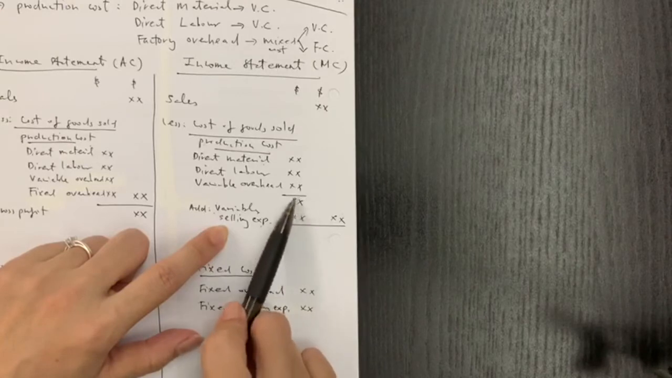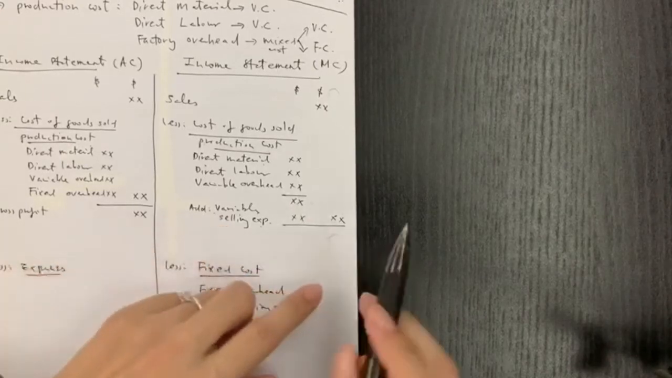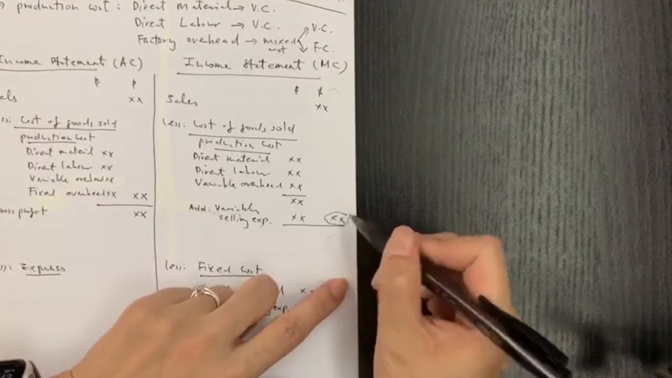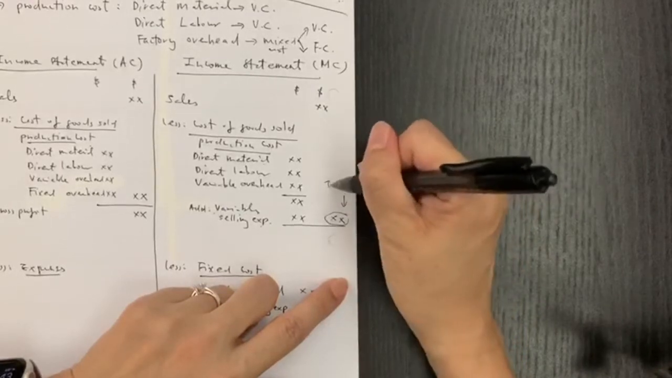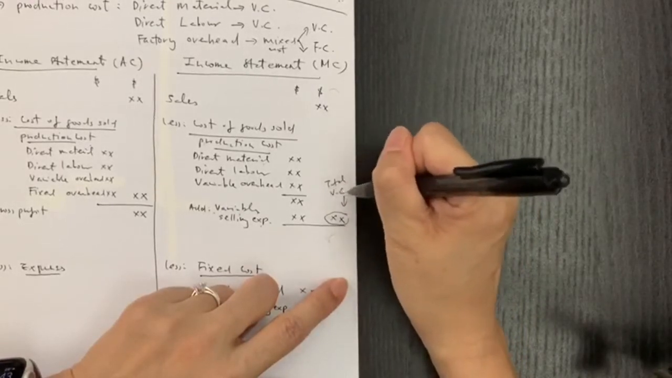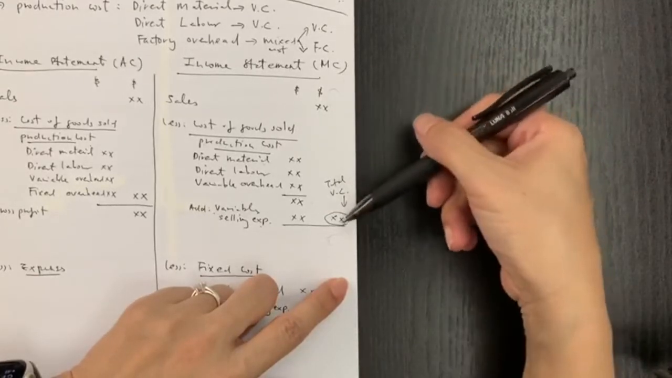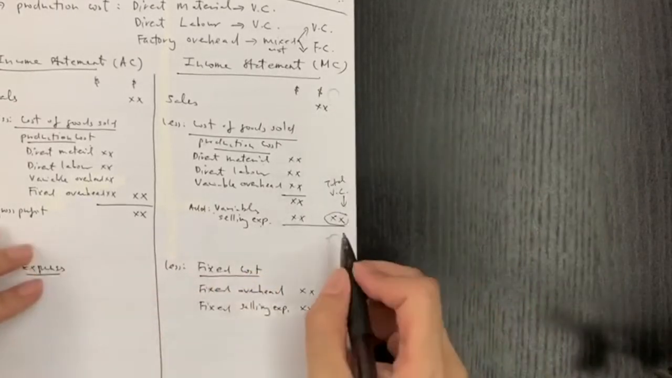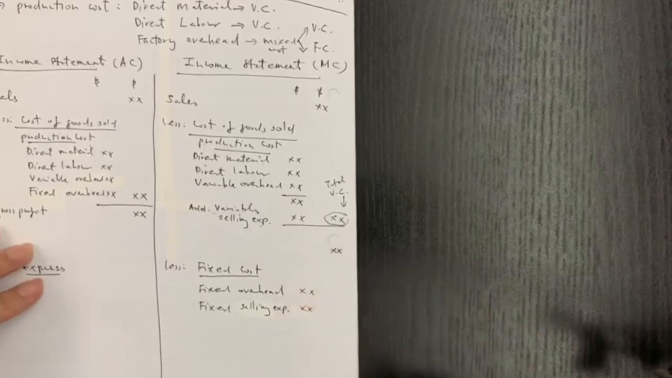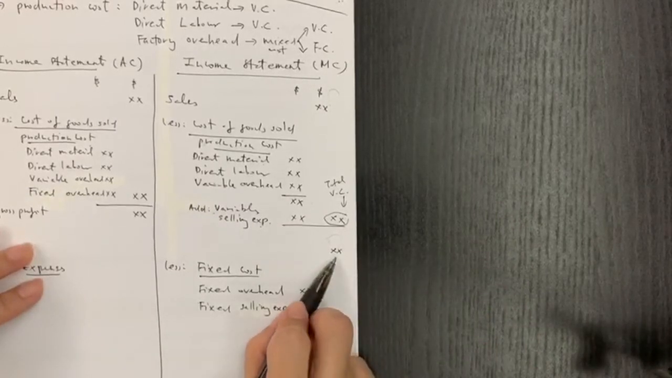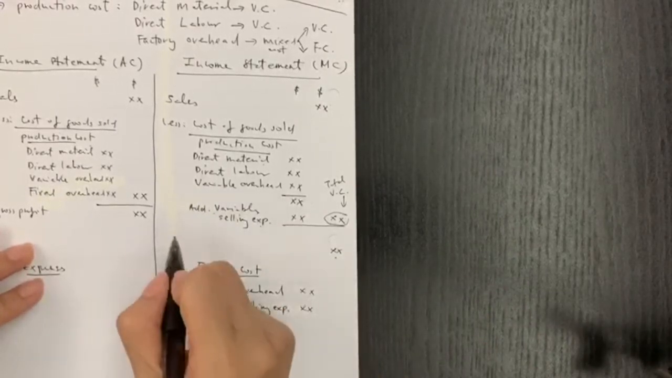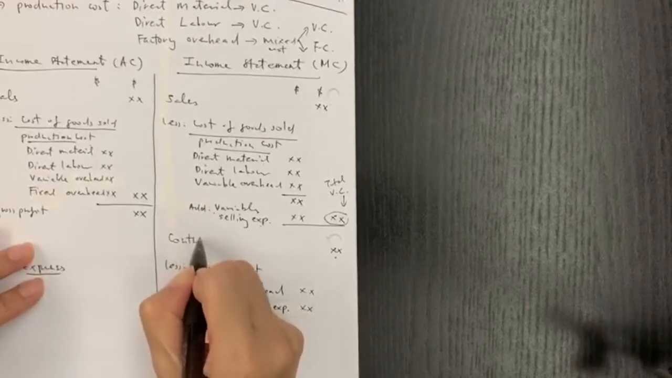This is also variable cost. So therefore, we have this figure. We call this figure total variable costs. All right, and this is total sales minus total variable costs. Now we come to this. Okay, we don't call it gross profit under marginal costing, we call it contribution.